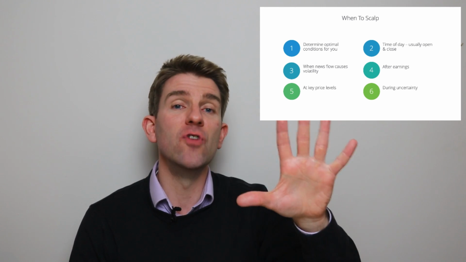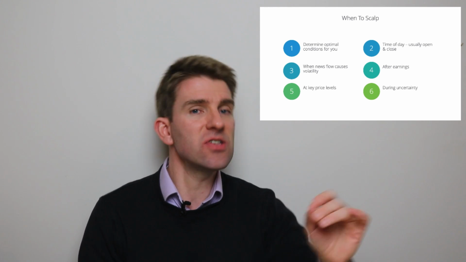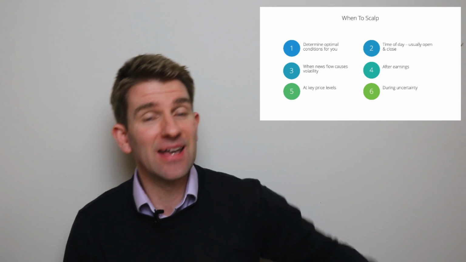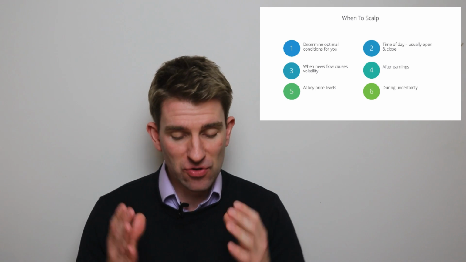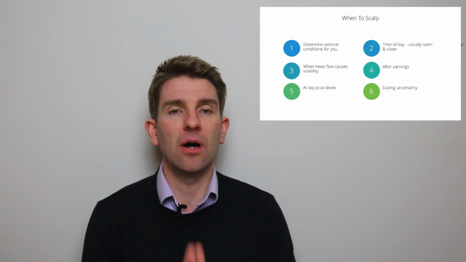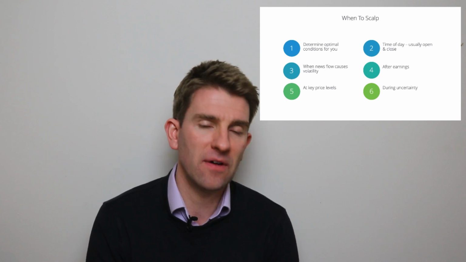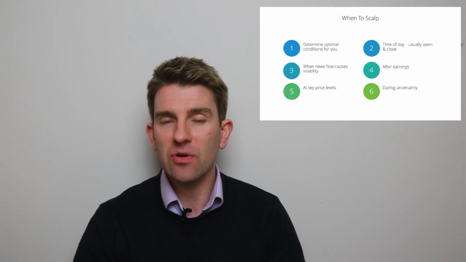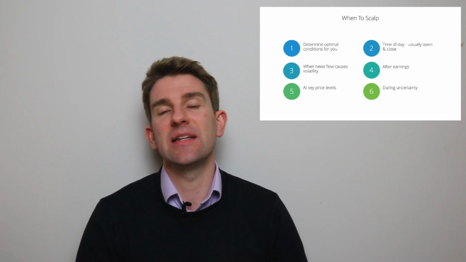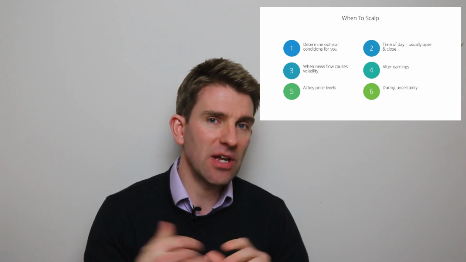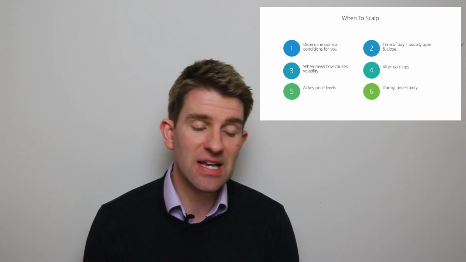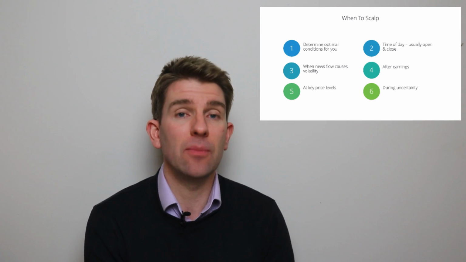Number five, really good one, this: at key price levels. This saves your eyesight, your back, and your sanity if you're a scalper. Because if you're sitting there all day long thinking, I want to find a scalp, I want to find a scalp, you will drain out, you will lose all your concentration, and it's very, very tricky, especially when it goes quiet. The easy thing to do is to say, listen, I only want to scalp at key price levels.